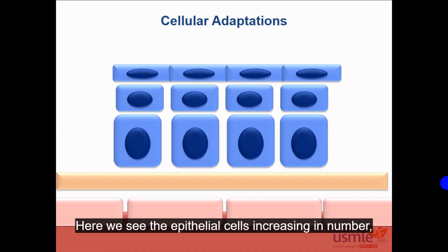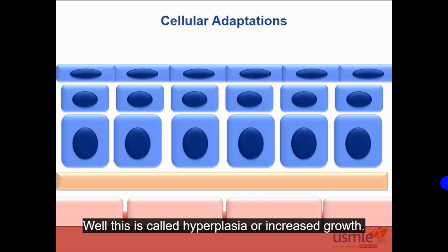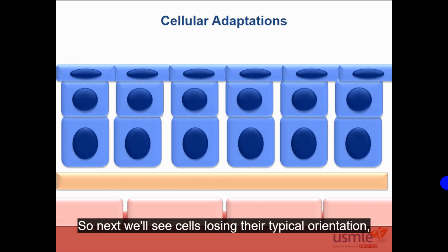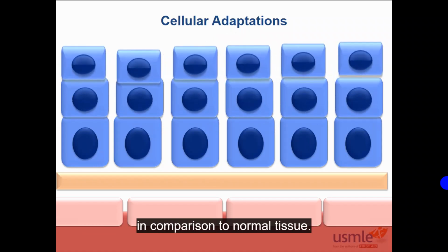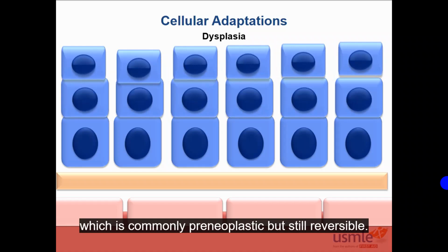Here we see the epithelial cells increasing in number. What is this called? Well, this is called hyperplasia or increased growth. This is different from hypertrophy, which again means increased in size. So next, we'll see cells losing their typical orientation, as well as their shape and size in comparison to normal tissue. What is this called? Well, this is called dysplasia, or abnormal growth, which is commonly pre-neoplastic, but still reversible.